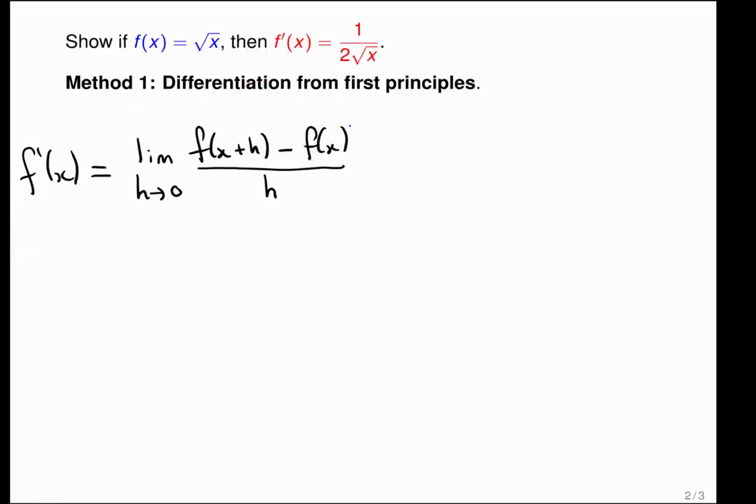Here, our original function f of x is the function root x, so let's make that substitution. Now recall, with the f of x function notation, whatever is inside the brackets represents the input for the function. So f of x plus h therefore just means, rather than square rooting the input x, we're square rooting the input x plus h. Thus we have the following.